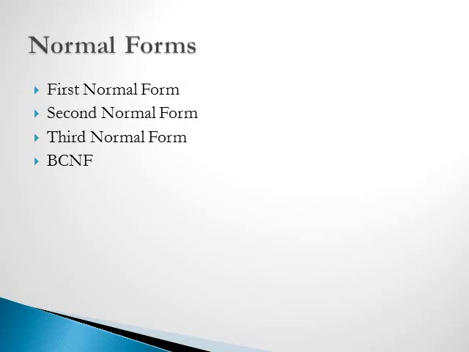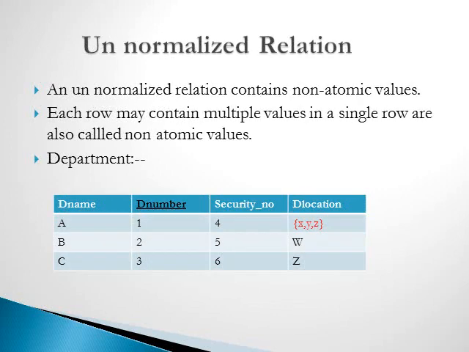To overcome these anomalies, we need to normalize the data. Here are the most commonly used normal forms: first normal form, second normal form, third normal form, BCNF. Unnormalized relation: basically, an unnormalized relation contains non-atomic values. In this relation department, dlocation contains multiple values, so this relation is an unnormalized relation.